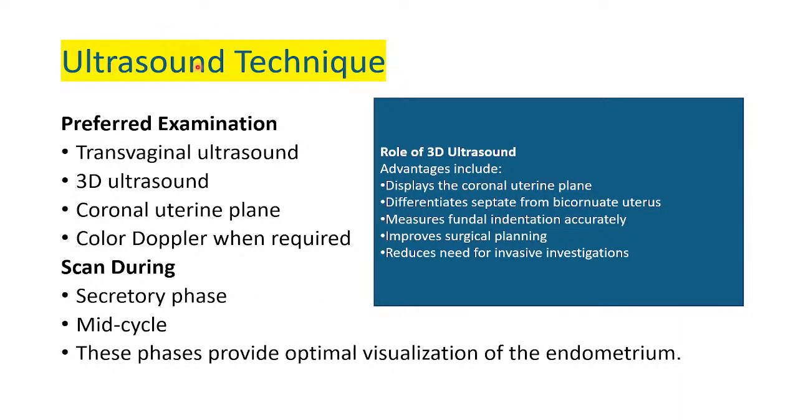So, ultrasound techniques. The preferred examination is transvaginal ultrasound, 3D ultrasound, coronal uterine plane, color Doppler when required, scanning during the secretory phase, the mid-cycle. These phases provide optimal visualization of the endometrium. Advantages of 3D ultrasound include: displays the coronal uterine plane, differentiates septate from bicornuate uterus, measures fundal indentation accurately, improves surgical planning, and reduces the need for invasive investigations.